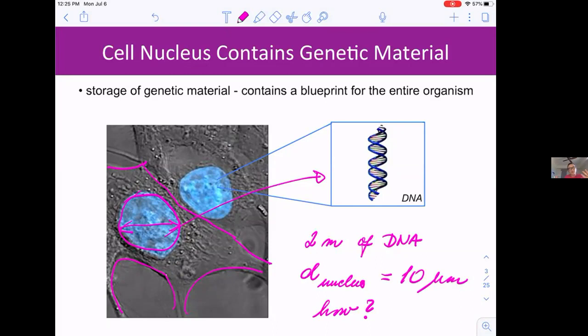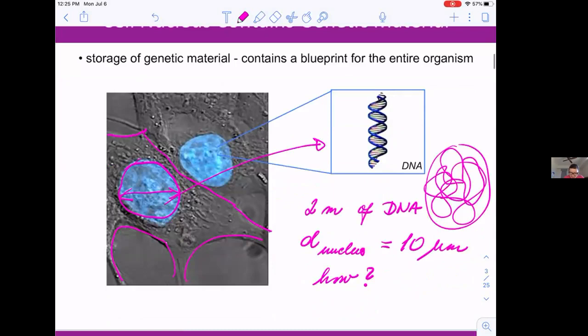Therefore, it's even more critical in what way and how you now pack this 2 meters in such a way that it makes sense, that it is easily accessible and can be used for anything necessary in such time that you as an organism survive. So this is something that physicists have been curious about for a very long time.